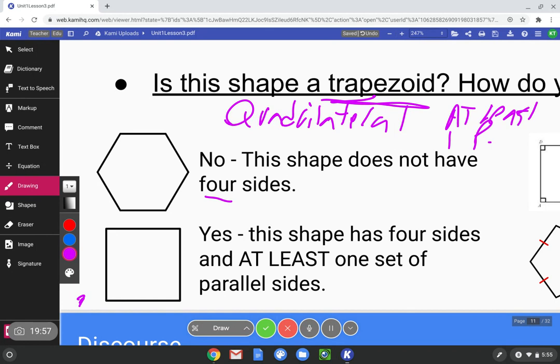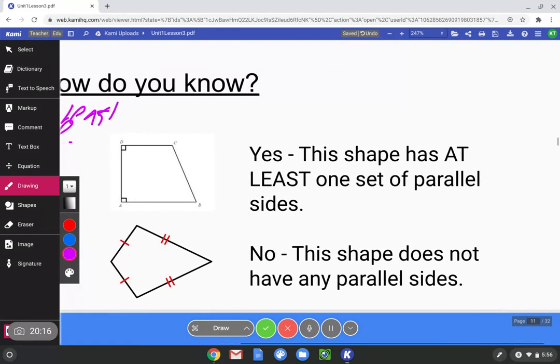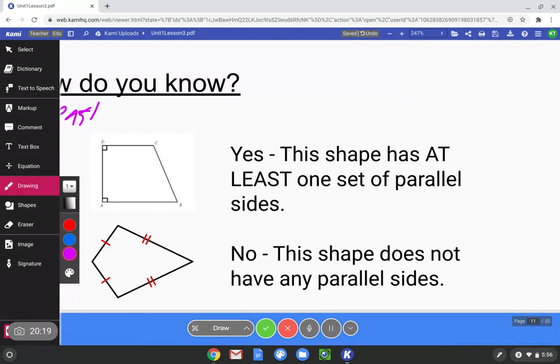Okay, now let's do this bottom shape. Is this a trapezoid? Yes, because it has 4 sides and at least one pair of parallel lines. We know it's a square, so we know it's going to be a quadrilateral, a trapezoid, parallelogram, and a square. Okay, is this top shape a trapezoid? Yes, because it has 4 sides and at least one pair of parallel sides. And remember, we said earlier this would be a right trapezoid because of that right angle.